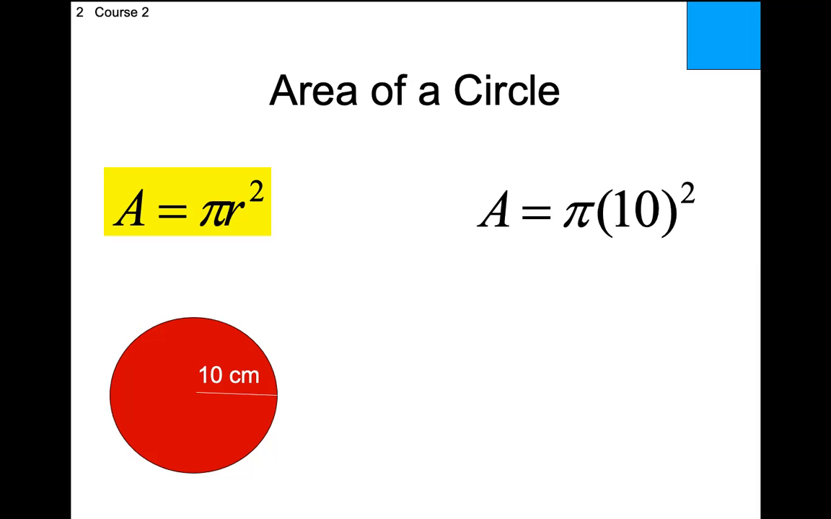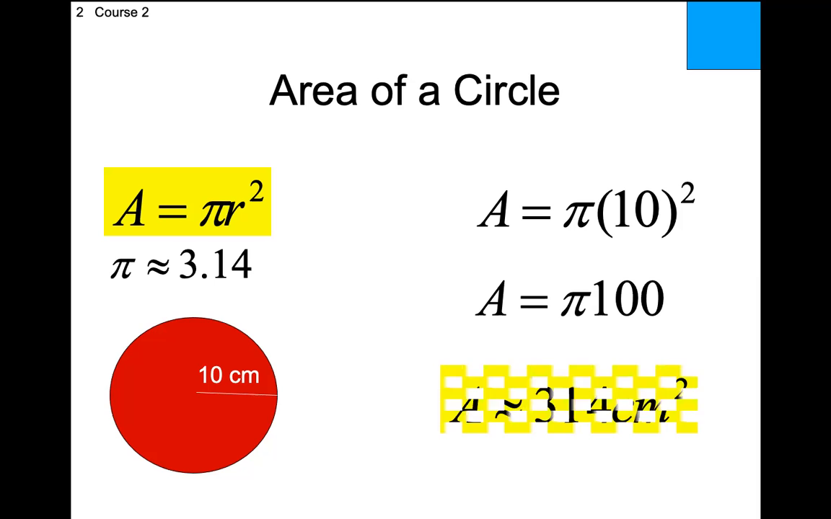What's the answer in terms of pi? 100 pi. There's the answer in terms of pi. What's the approximate answer? Not 3,000. Do you want to do both? No, the book only asked for one, so you need to be careful. What was the answer? Okay, 314 centimeters squared. Make sure you put your units, and since we're doing area, it is squared.